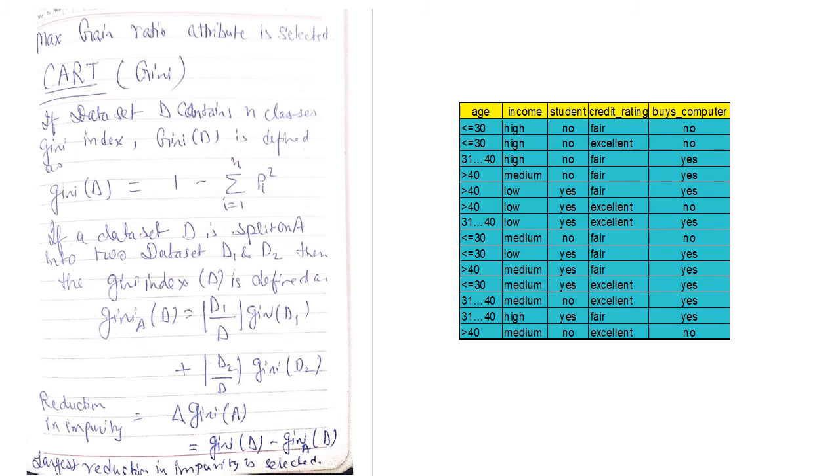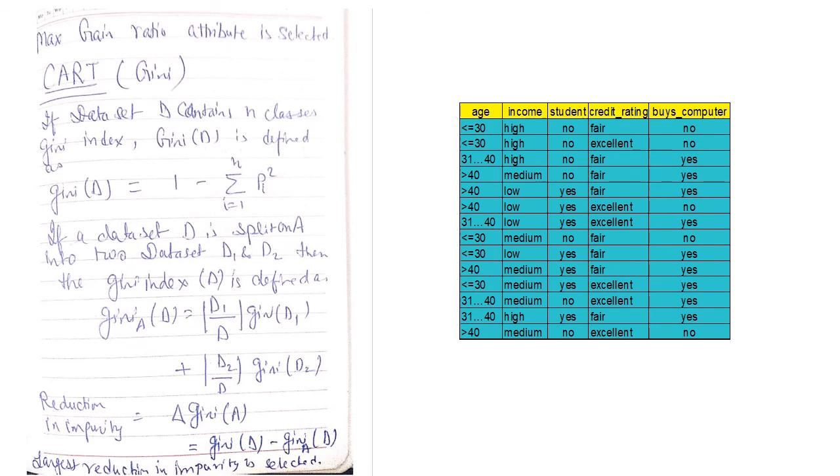CART basically relies on a heuristic feature, Gini. If a dataset D contains n classes, Gini index Gini D is defined as 1 minus the summation for i equal to 1 to n, where n is the number of classes, of pi squared. If a dataset D is split on A into two datasets D1 and D2, then the Gini index is defined as Gini A D equal to D1 upon D Gini D1 plus D2 upon D Gini D2.